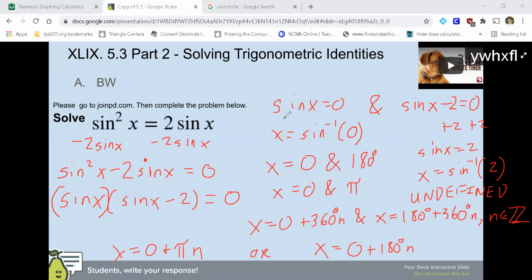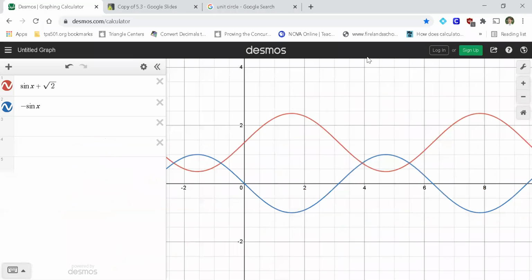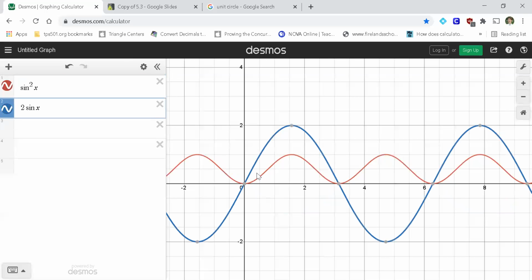But if at the end of the day, you look at all this and you're lost, don't forget that there is an easier way to do this. You can get this answer relatively quickly. All you have to do is grab your graphing calculator, type in the left side, sine squared x, and the right side, 2 sine of x, and see where they intersect. You can see they intersect at 0, and then every pi radians.